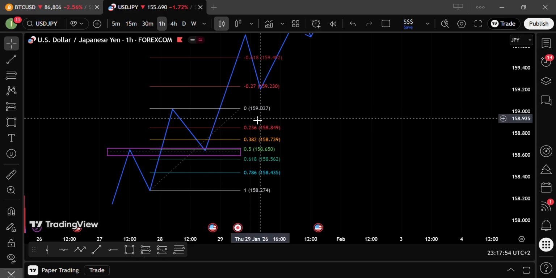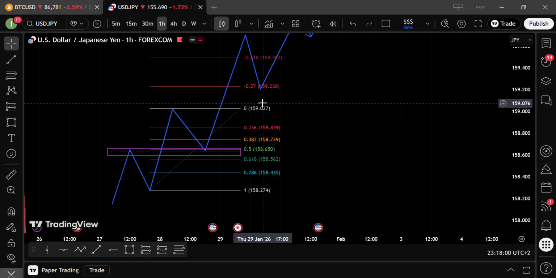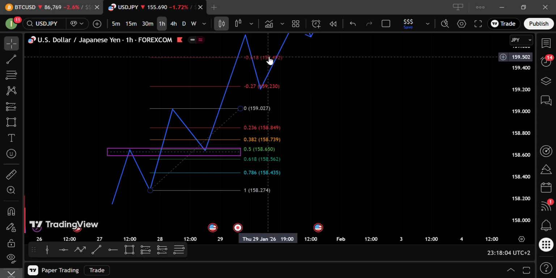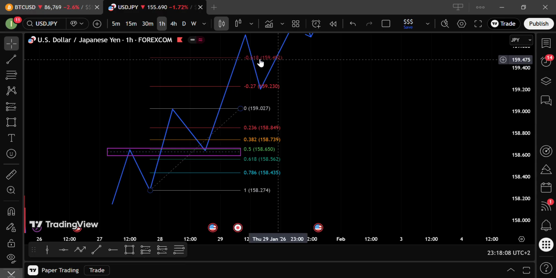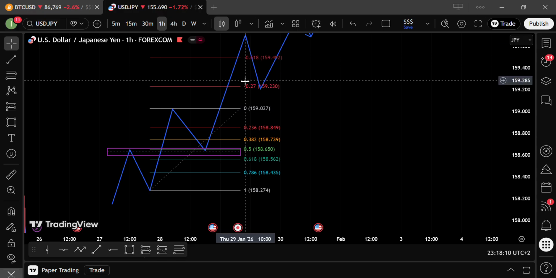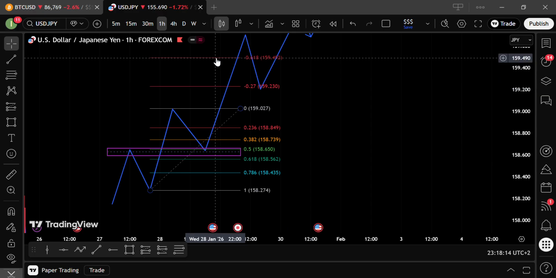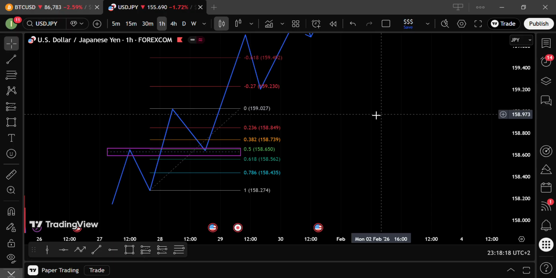And then also the levels that you're taking as your take profit are the 0%, the negative 27, and also the negative 61%. That one right there. These are your take profits: 0%, negative 27, negative 61%. Those are your take profits, right?